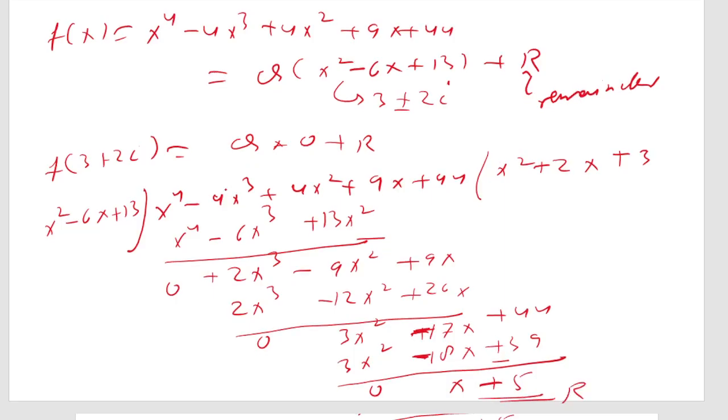Why is this the remainder? Because the divisor is second degree, so its remainder should be of first degree. So essentially in this case I will get f(3 plus 2i) is equal to x plus 5. Got it? Let's solve one more problem.